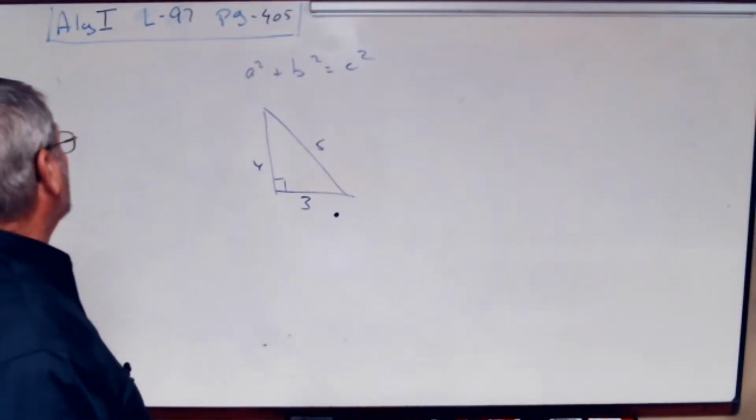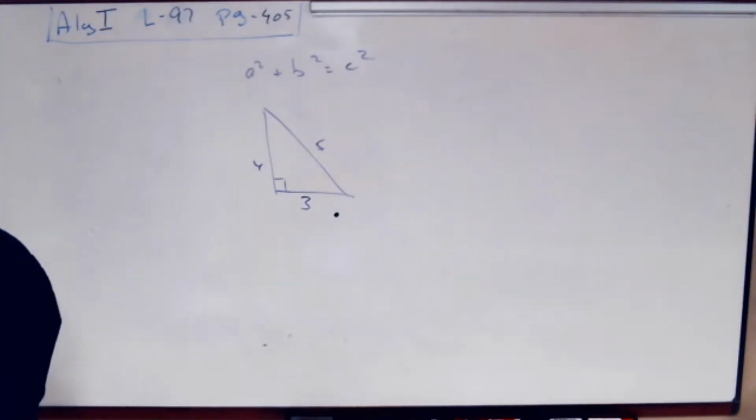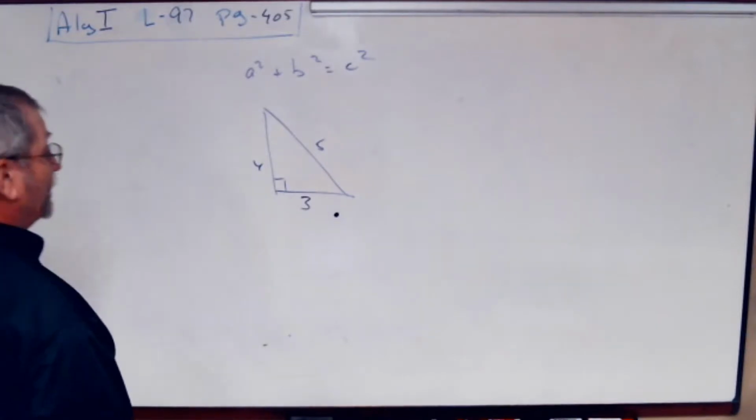Okay, Algebra 1, Lesson 97, page 405. This is a lot easier than it sounds. Angles and triangles, Pythagorean theorem, and Pythagorean triples. All right. Y'all know what the Pythagorean theorem is.